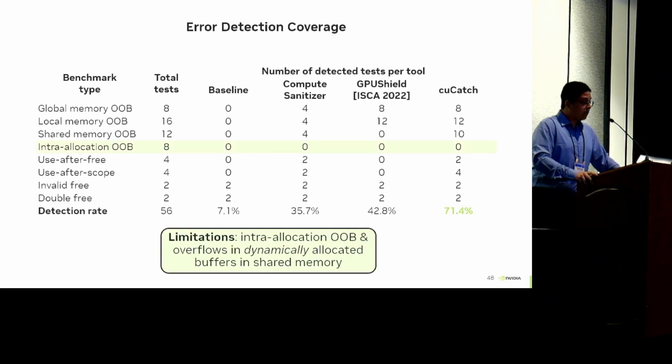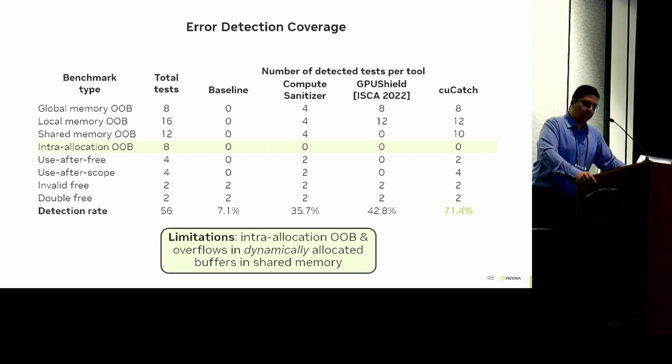The currently missing vulnerabilities include intra-allocation overflows that happen within the same object, in addition to some corner cases that are related to dynamically allocated buffers in shared memory. As for these particular cases, our back-end compiler has no real visibility into retrieving their actual base and size.